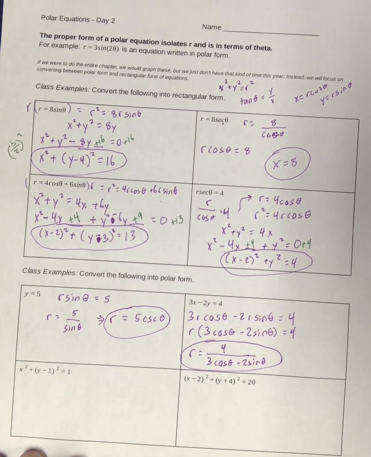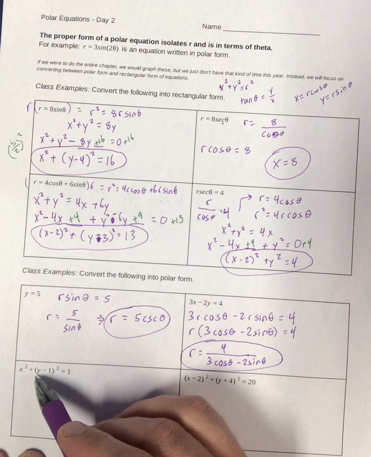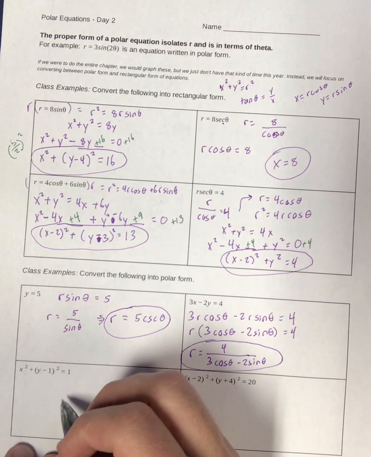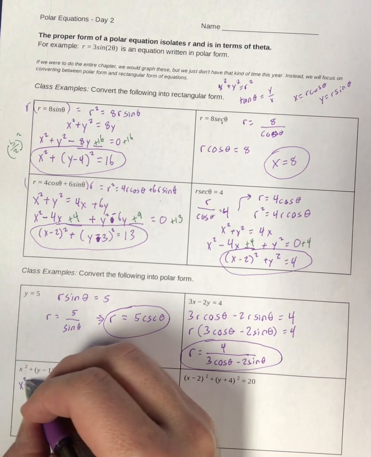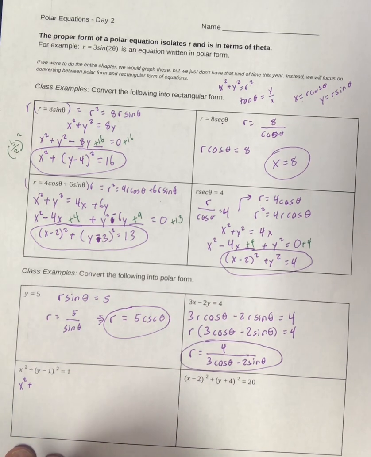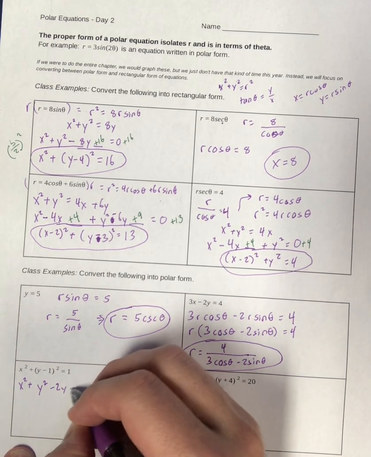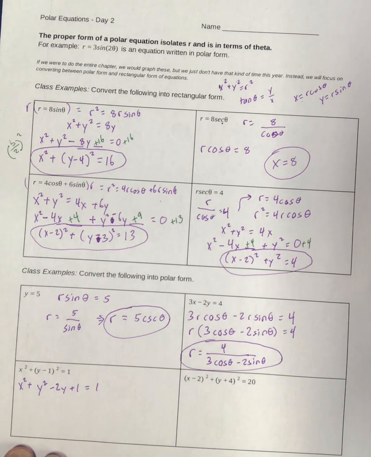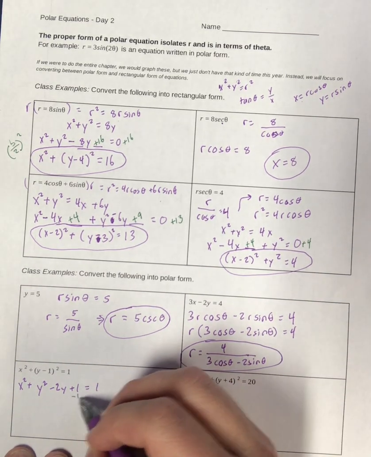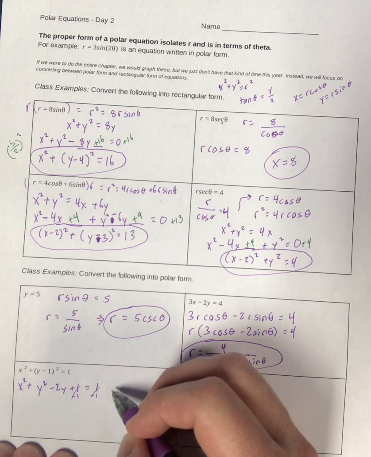Okay, now moving on to some circles. X squared plus y minus 1 squared equals 1. I'm actually going to FOIL that parenthesis out there. So y minus 1 squared means y minus 1 times y minus 1. That becomes y squared minus 2y plus 1 equals 1. If I subtract 1 from both sides, that cancels it out.